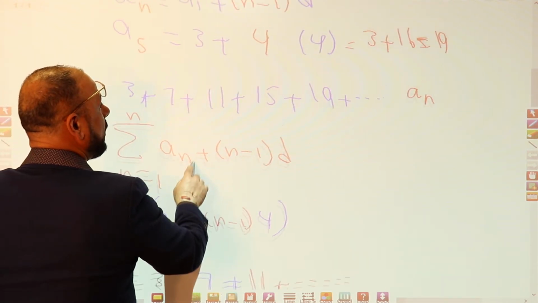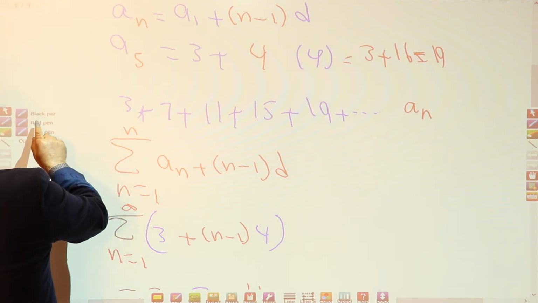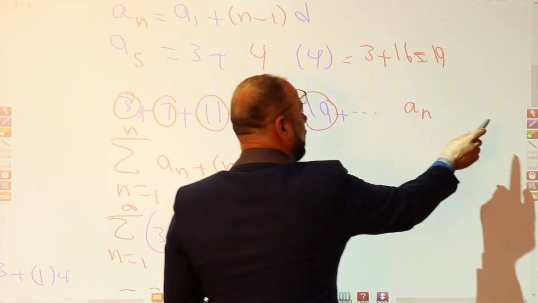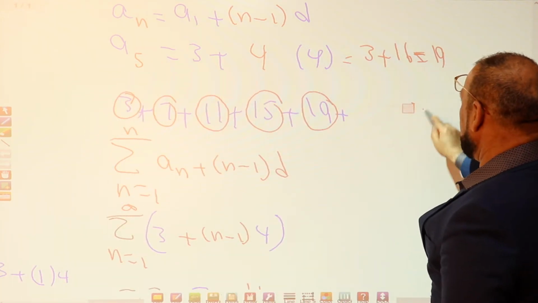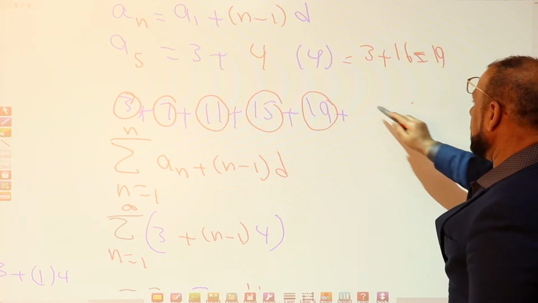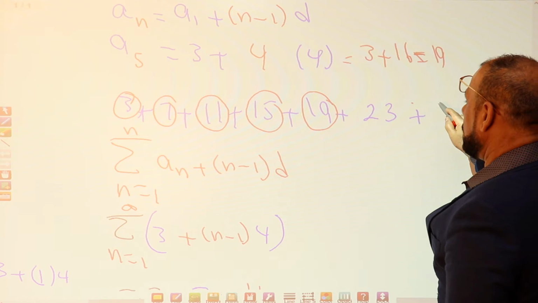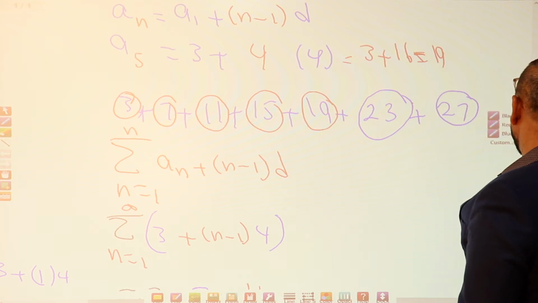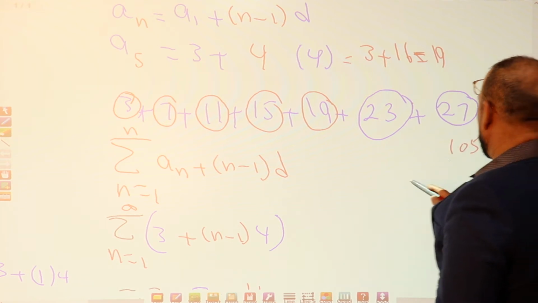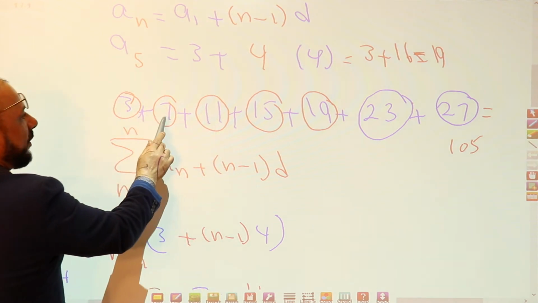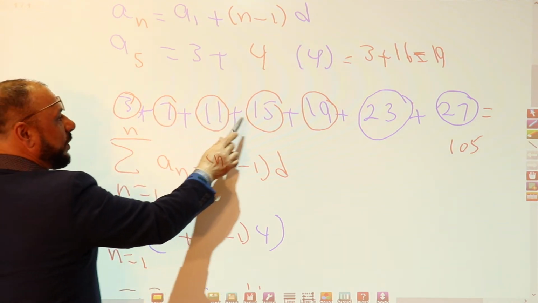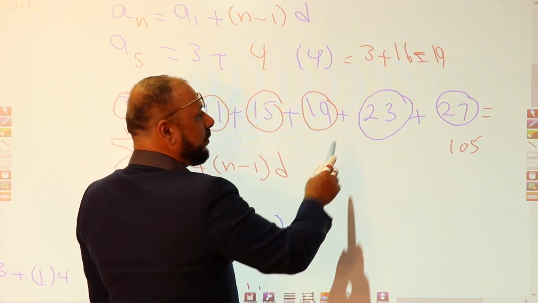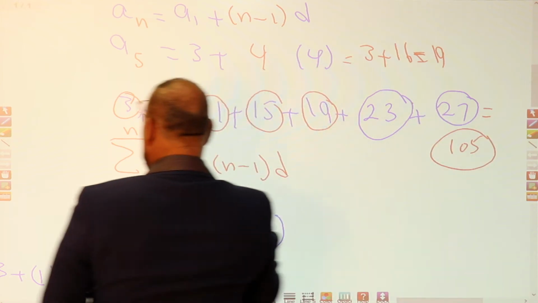Here, here, here, right? 1 term. This is 1, 2, 3, 4, 5. Then the term after that, let me erase this one here. The 23, 27. If you add these terms, I'm positive you will find it equal to 105. Let me just do it quickly: 3 plus 7, 10. 10 plus 11, 21. 21 plus 15, 36. 36 plus 19, 55. 55 plus 50 is 105. Good. Okay.